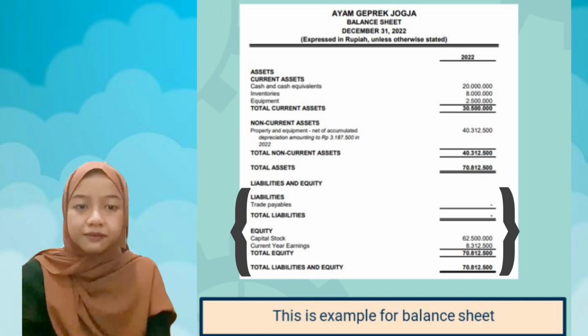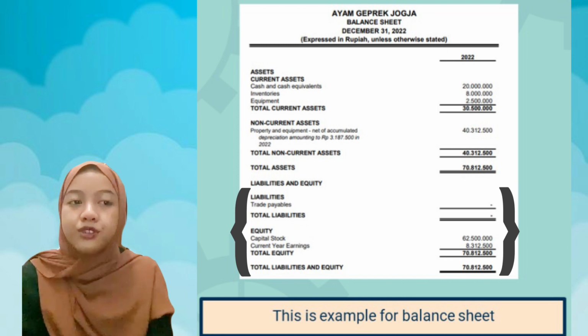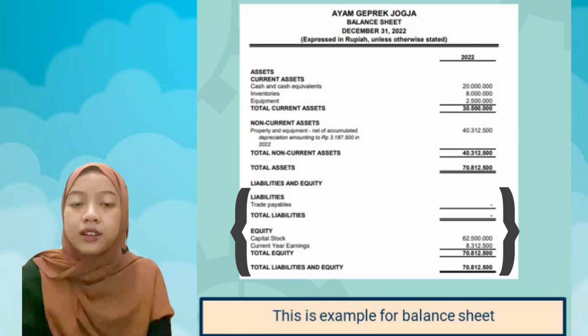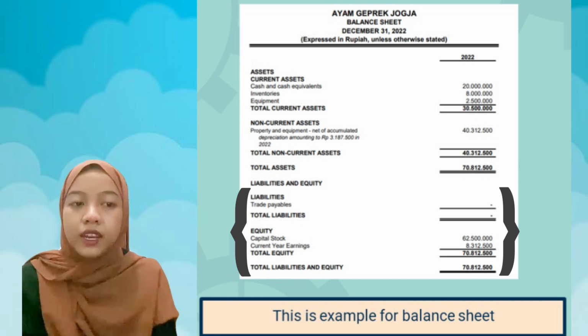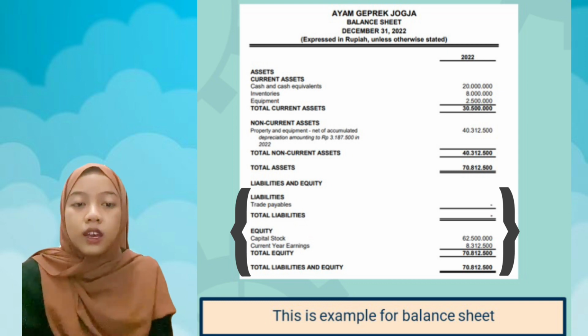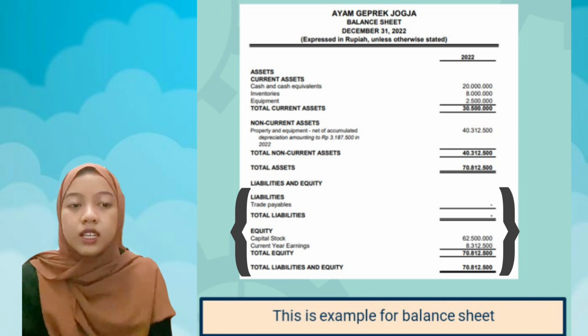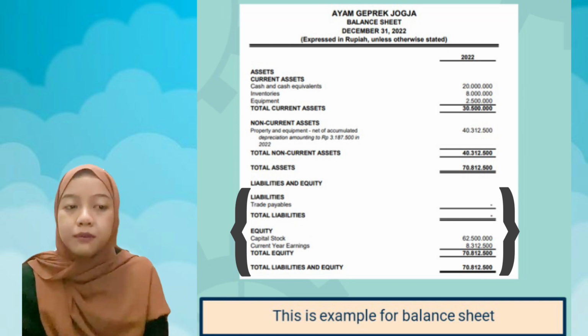8,312,500 rupiah. And total equity is 70,812,500 rupiah. So the total liabilities and equity is 70,812,500 rupiah. And we need to consider that the totals of assets, liabilities, and equity must be the same. If they are not the same, it means there was an error in filling out the balance sheet.